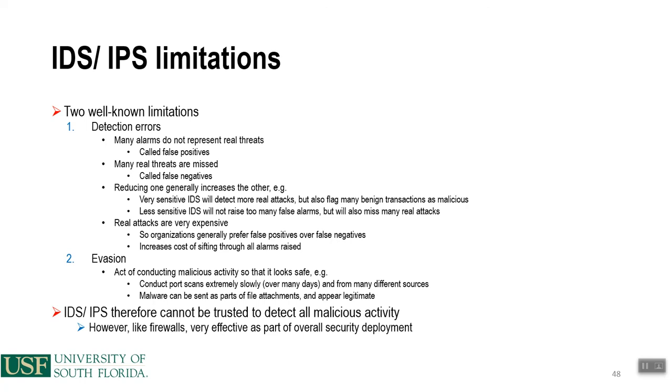Evasion is an act of conducting malicious activity so that it looks safe. For example, conducting port scans extremely slowly over many days, as advanced persistent threats do, and malware can be sent as parts of file attachments and look very legitimate. So an IDS or IPS cannot be trusted to detect all malicious activity. But like firewalls, they're very effective as part of an overall security deployment. And when you take all of these into account together, then you start to build a very robust security posture.